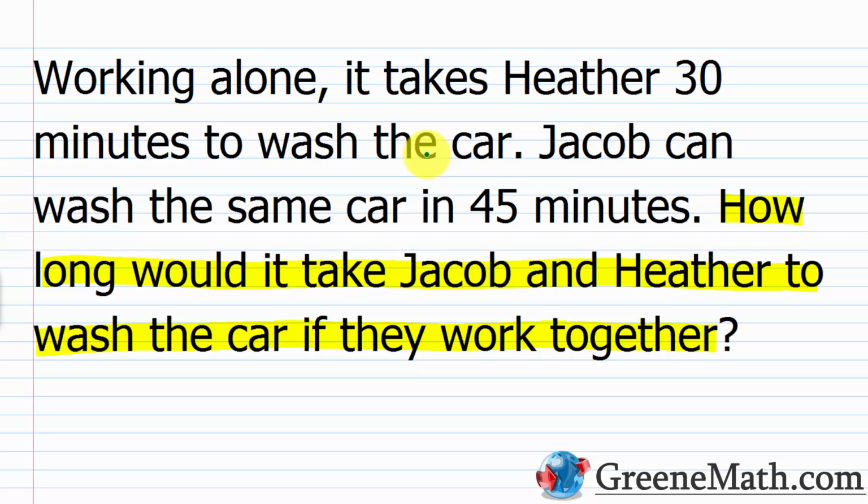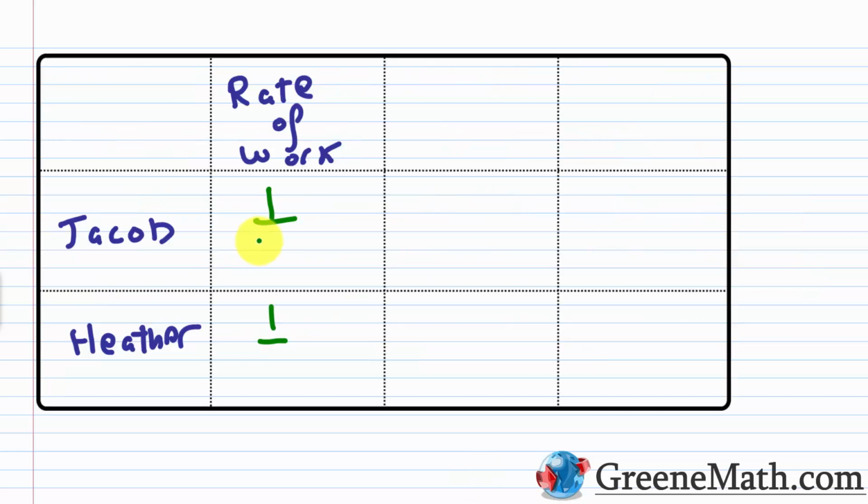Again, for every minute that passes, she's done 1/30th of that job. For Jacob, his is going to be what? It takes him 45 minutes to wash the car, so it's going to be 1 over 45. Every minute that passes, he's done 1/45th of that job. So let's go down. Again, for Jacob, he's got a work rate of 1 over 45. For Heather, she's got a work rate of 1 over 30. Okay, so now I'm going to put time working together.